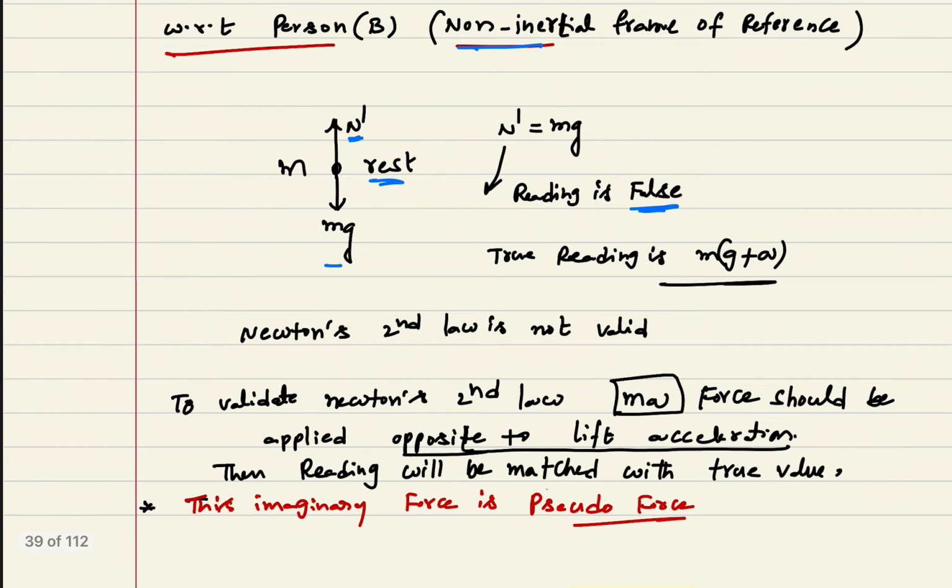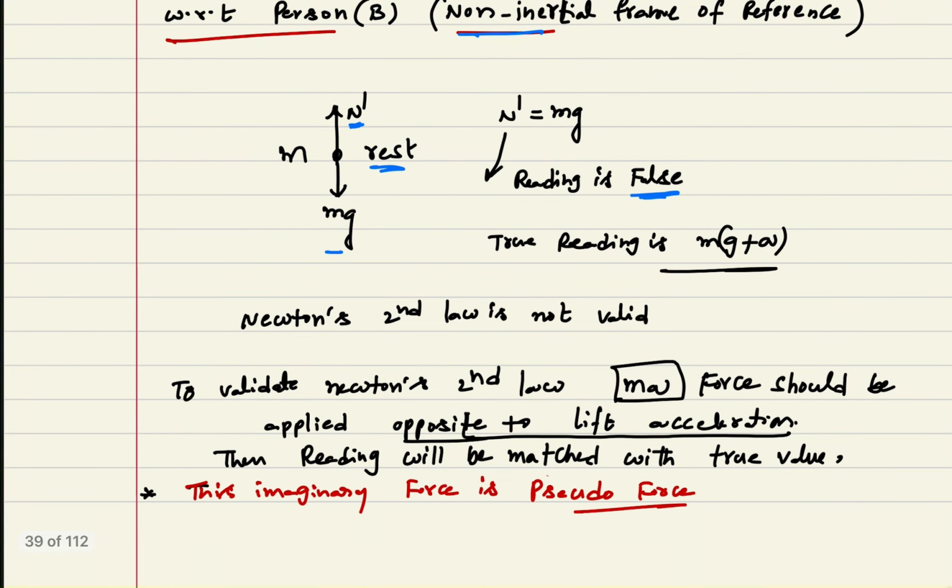Why does this difference happen? The reason is that Newton's second law is not valid in a non-inertial frame. To validate it, we need to apply an excess force. How much force do we need to apply? N dash equals mg plus ma, so an extra ma should be added.